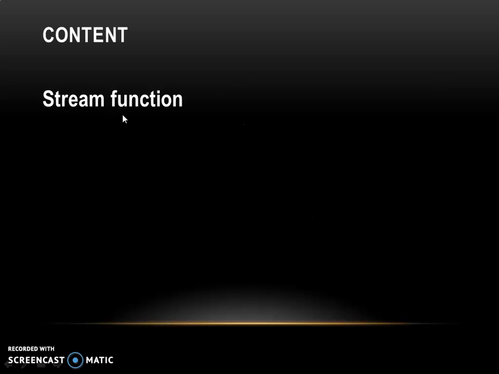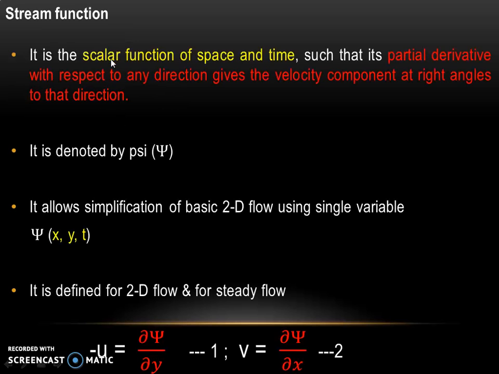In this presentation, we will learn about stream function. Stream function is the scalar function of space x, y and time t, such that its partial derivative with respect to any direction gives the velocity component at right angles to that direction, and it is denoted by psi. It allows simplification of basic two-dimensional flow using a single variable, that is psi, which is a function of space x, y and time t. It is defined for two-dimensional flow and for steady flow.